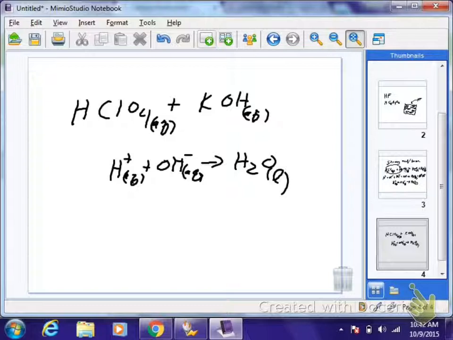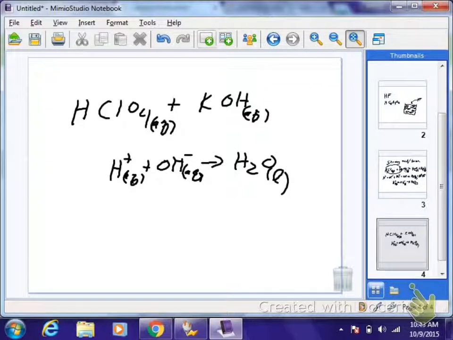Done. I don't have to go through and do the net ionic and the complete ionic. Well, this is a net ionic, but I don't do the complete ionic, because I know that ClO4 and OH are going to be spectator ions, and they're going to cancel out. And that's what we get for strong acids and strong bases. Pretty easy. Automatically, you just write H plus OH minus gives you H2O, and you got it.